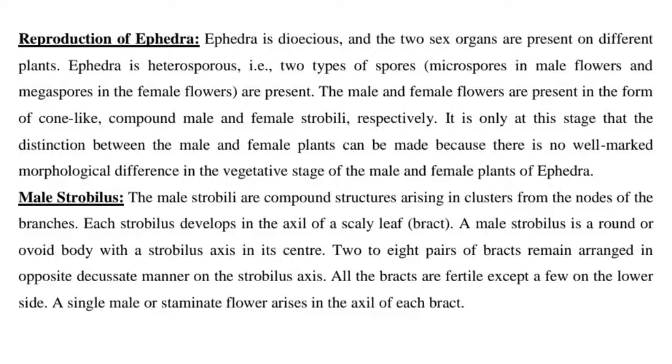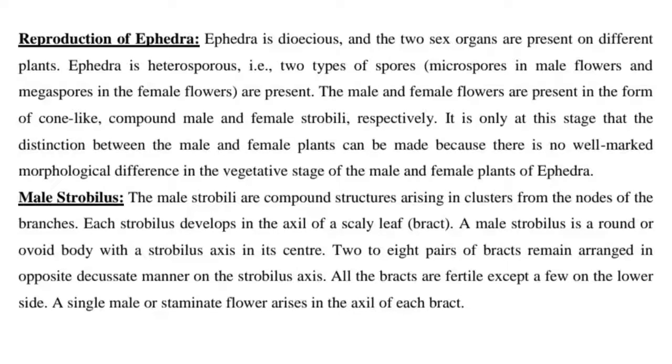It is only at this stage that the distinction between the male and female plants can be made because there is no well-marked morphological difference in the vegetative stage of the male and female plants of Ephedra. Male strobilus. The male strobili are compound structures arising in clusters from the nodes of the branches. Each strobilus develops in the axil of a scaly leaf bract.